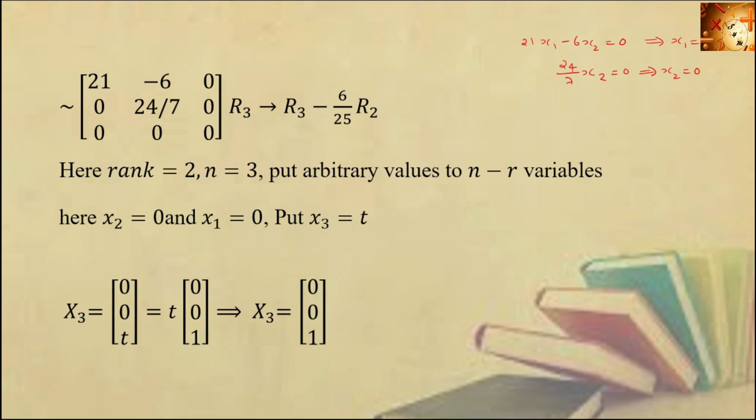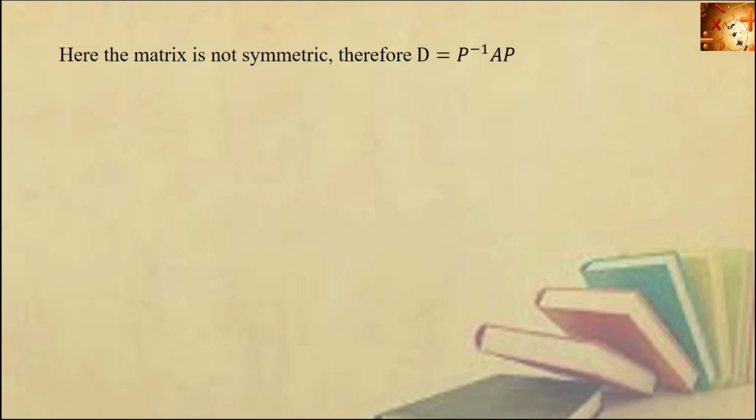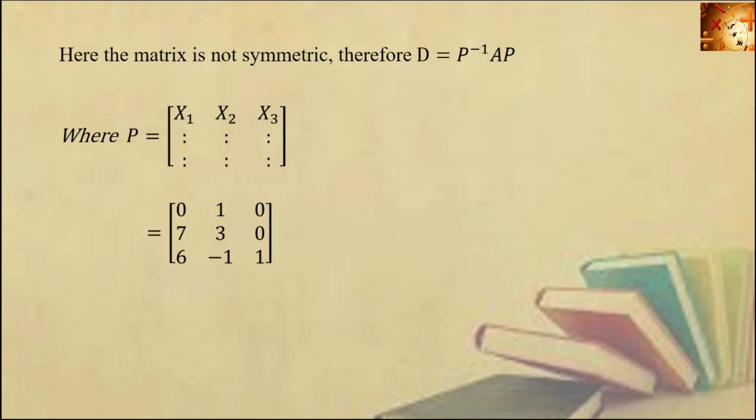Next, we are going to diagonalize this matrix. Here the matrix is not symmetric. Therefore, the diagonalization D equal to P inverse AP, where P equal to the first column corresponding to the eigenvectors of x1, second column x2, third column x3. So this will be our first eigenvector x1 is equal to 0, 7, 6. So write the elements column wise. So 0, 7, 6. x2 is 1, 3, minus 1, and x3 is 0, 0, 1.